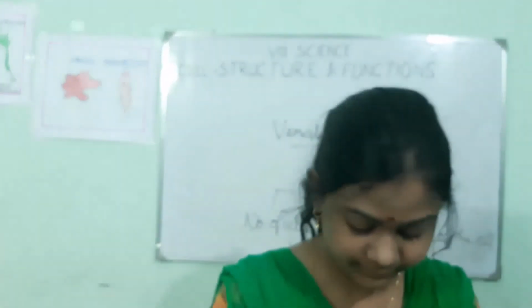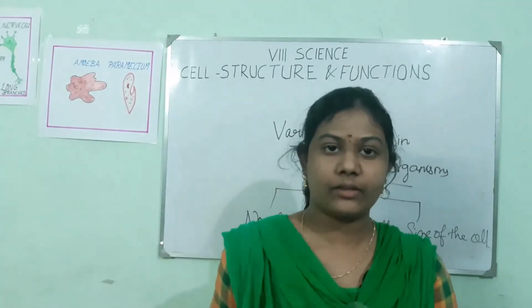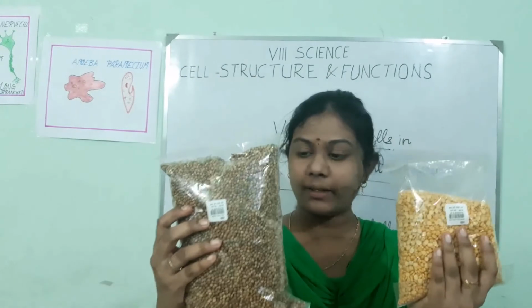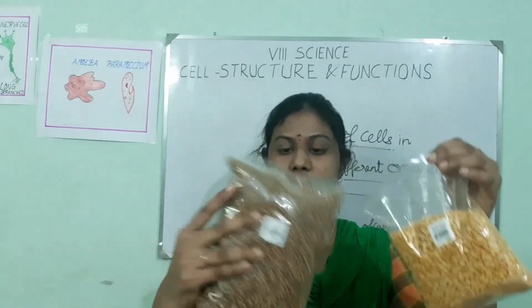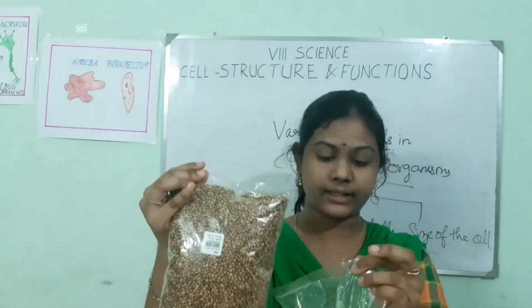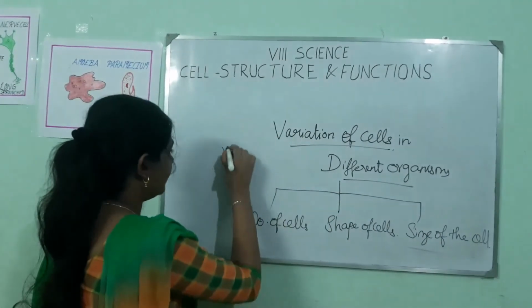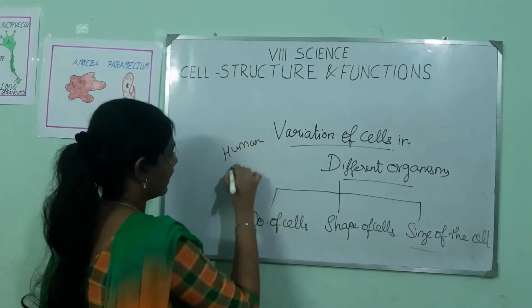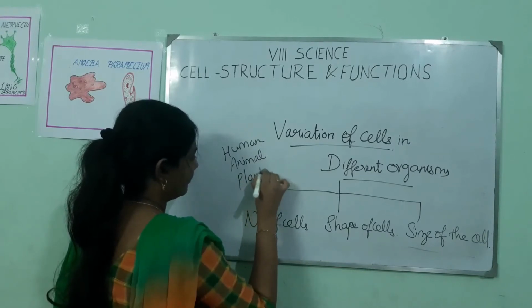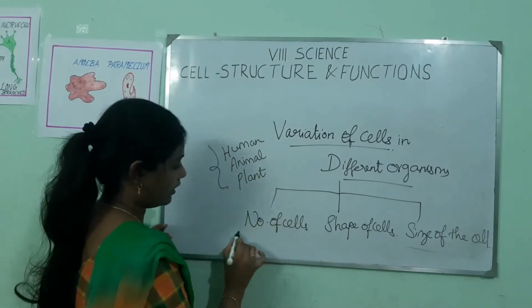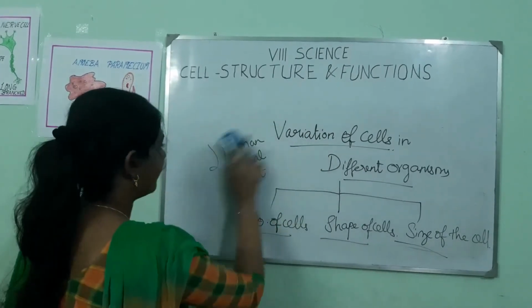If you see here, both these are 500 grams, but if you see the content, here we have this many gaps, but here it is tightly packed. In the same way, in human cell, animal cell and plant cell, in all these it differs based on number of cells, shape of cells and size of the cell. First we are going to see number of cells.